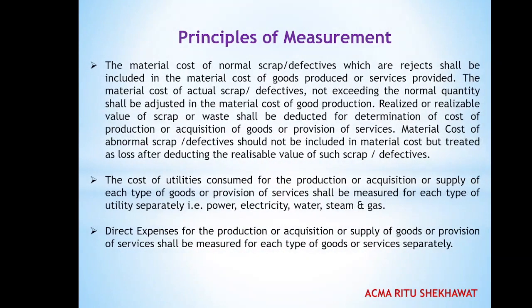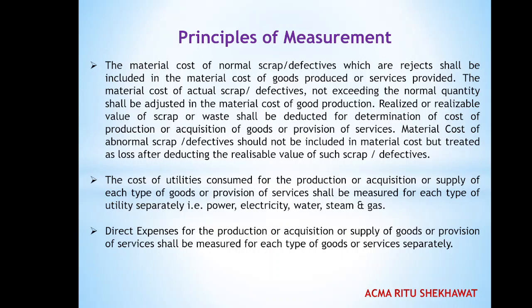The material cost of normal, scrap, and defective items which are rejected shall be included in the material cost. Like in this we have studied treatment of cost of scrap. In simple words, I can say that if scrap and waste are produced during the production, then after selling that, the value you realize from that will decrease our cost.